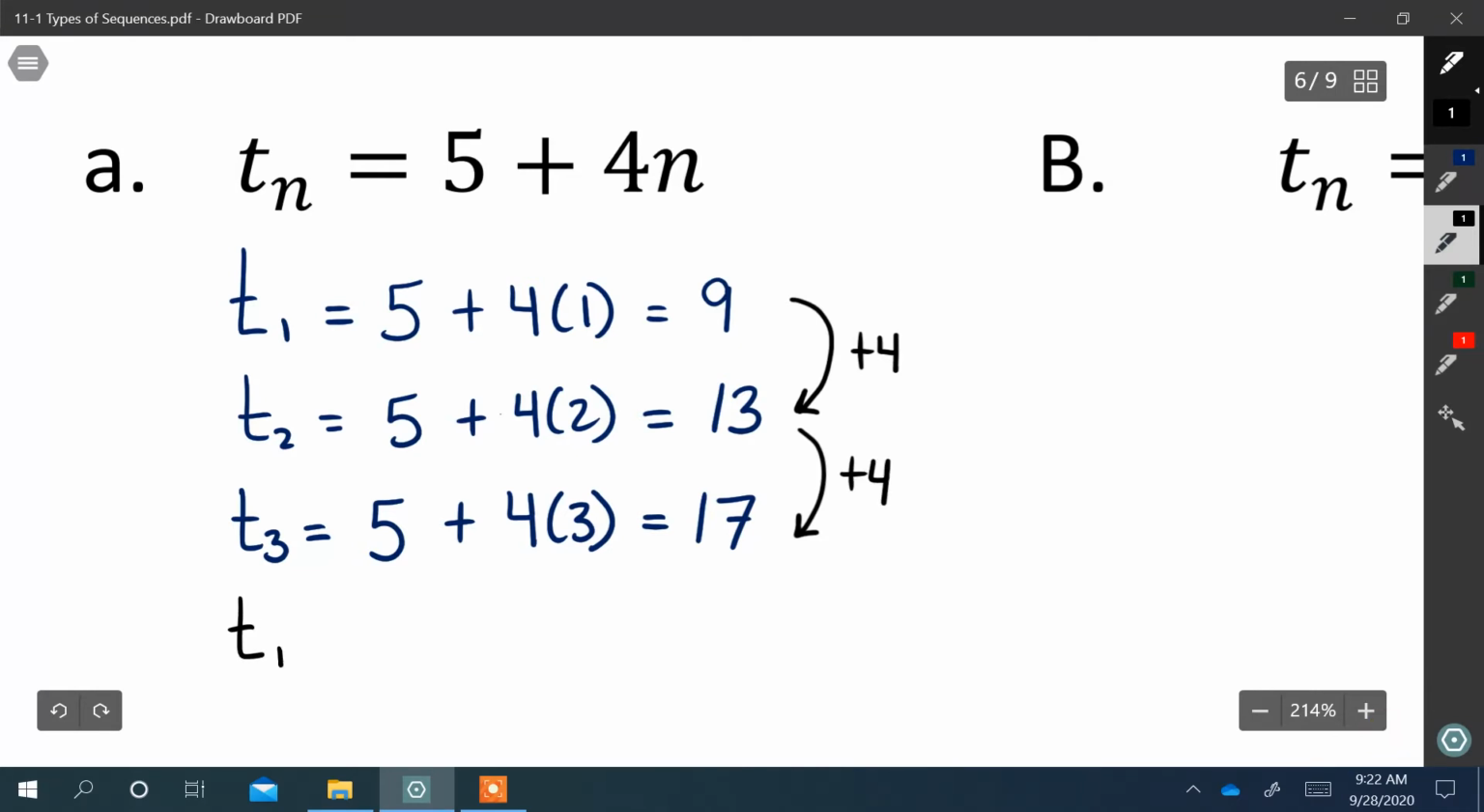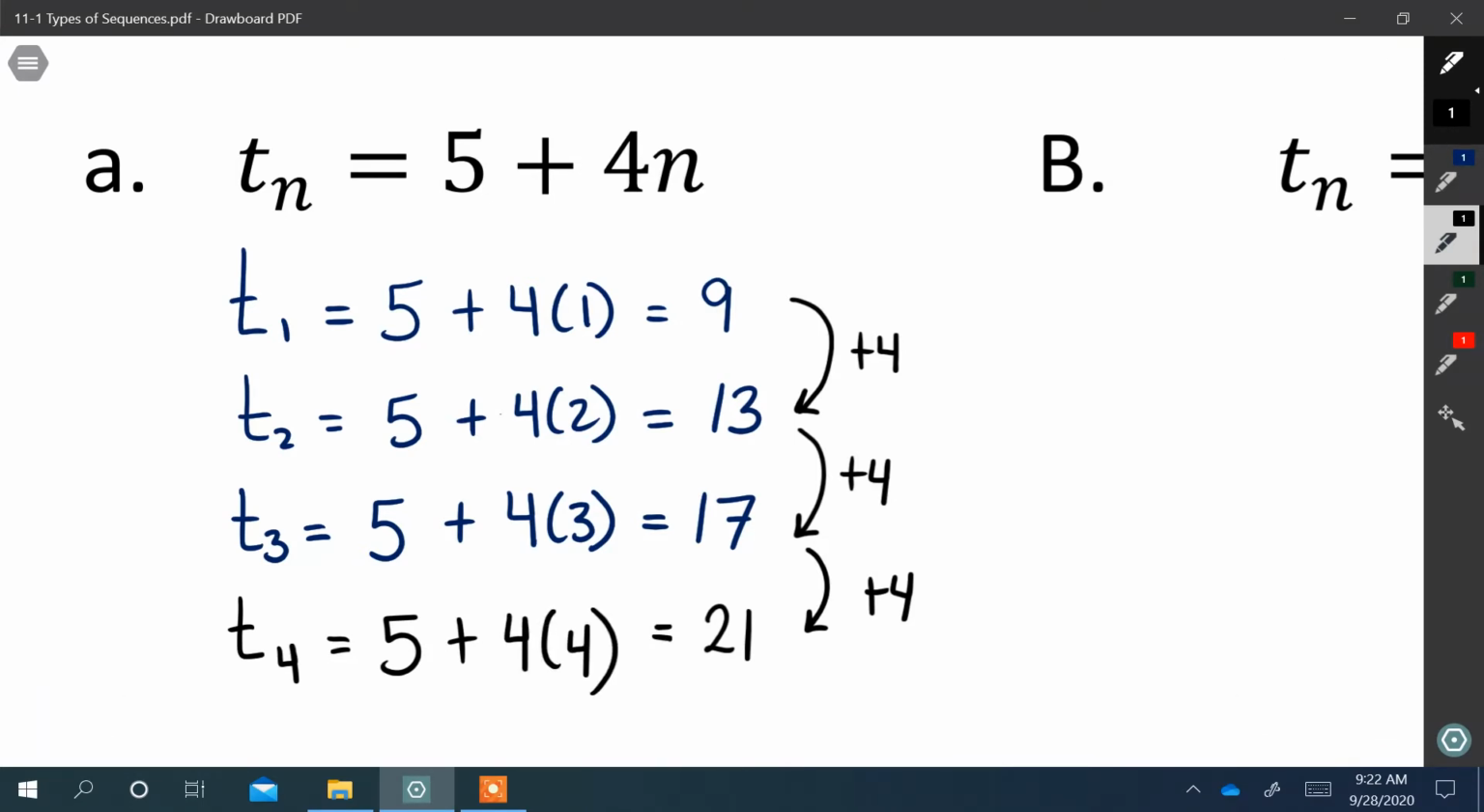So we have to find the next one, t of 4. What would that be, without even doing the problem? When you add 4, you should get 21. And that should match with this as well. 4 times 4 is 16, and 16 plus 5 is definitely 21.